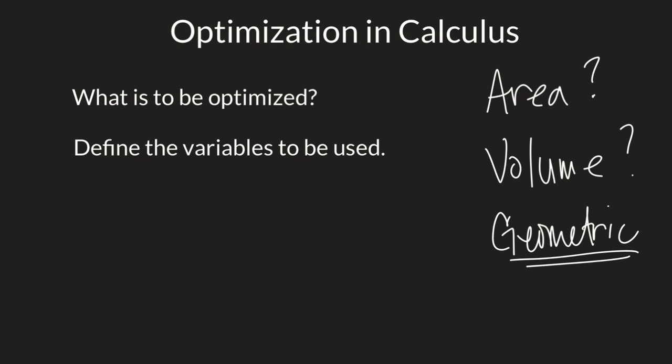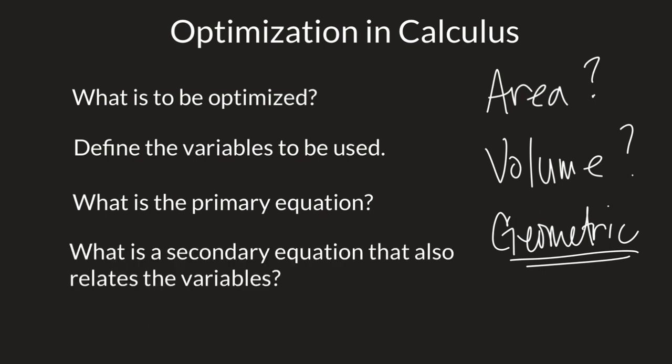Number 3, what is the primary equation? Is it the volume of a cube? How many variables do we have in these formulas? Is it the perimeter? What kind of things are we going to be optimizing in your problem? So what's the primary equation? Now the next question is similar. What is the secondary equation that relates your variables?